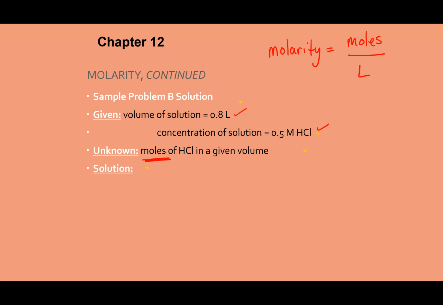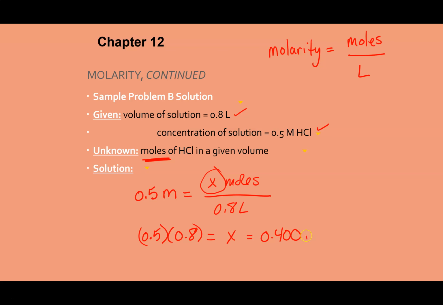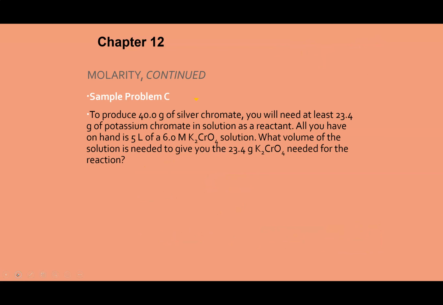So I'm going to take the molarity of the solution, which is 0.5 molar, and I'm going to set it equal to X number of moles because I don't know. And I'm going to put that 0.8 liters on bottom. From here, I'm going to solve for X. So I'm going to multiply both sides. And I'm going to get 0.5 times 0.8 equals 0.400 moles of HCl. Don't forget our 3 decimal place rule. That was problem 2.